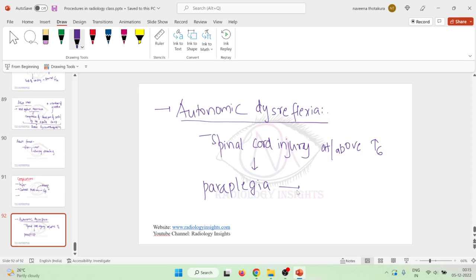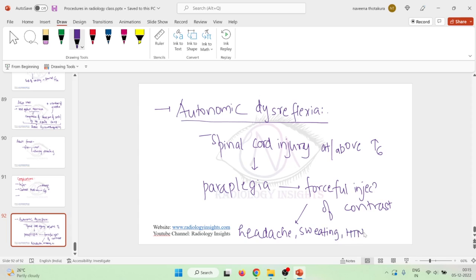In these patients, if we give the contrast injection forcefully, then the patient can develop headache or sweating. All these are autonomic manifestations. Hypertension or bradycardia can also develop in these patients. This is called autonomic dysreflexia.